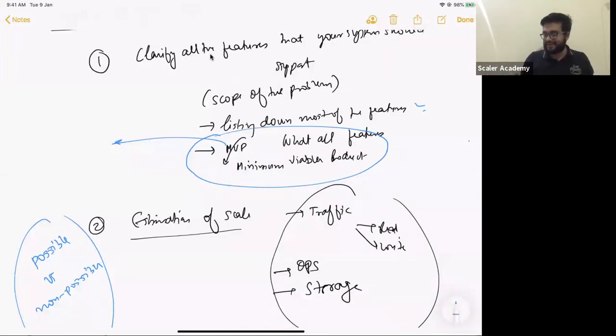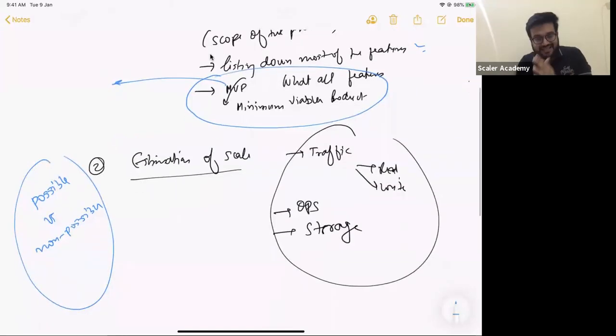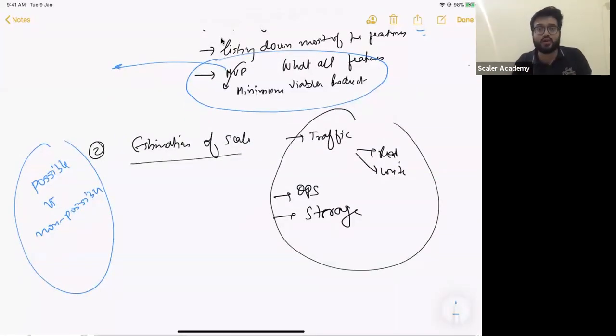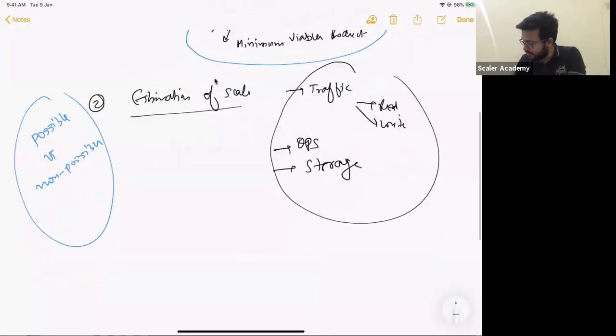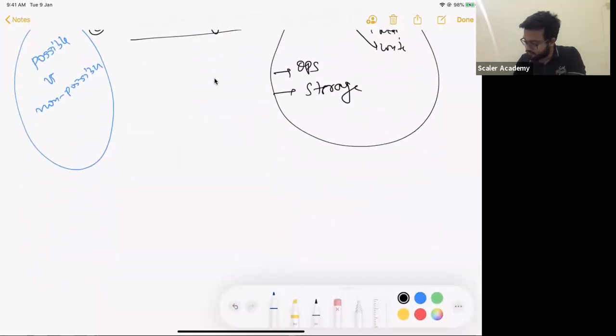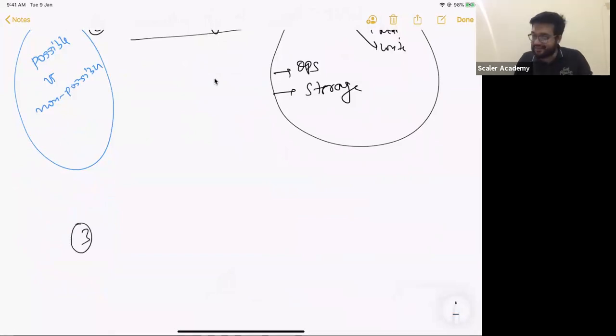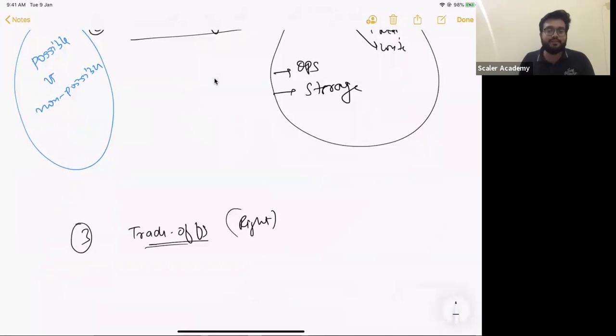Cool. So makes sense. So the second step is the estimation of scale, which allows us to figure out what is possible, what is not possible. The third step that we have is now managing the trade-offs. So till this point in time, I'm pretty sure if you have attended the system design classes, you would have figured out that system design, high-level design is nothing but making some trade-offs, right? Selecting one option versus the others, right? So making the right trade-offs is a very, very important thing.